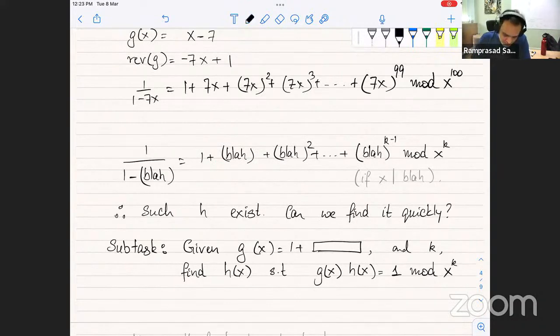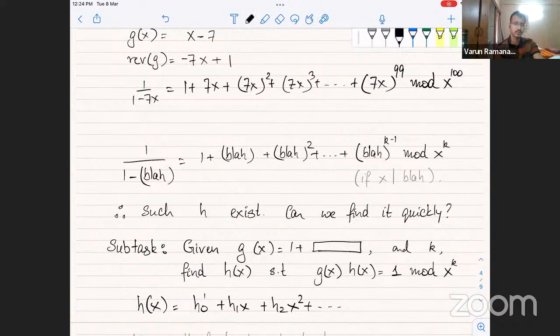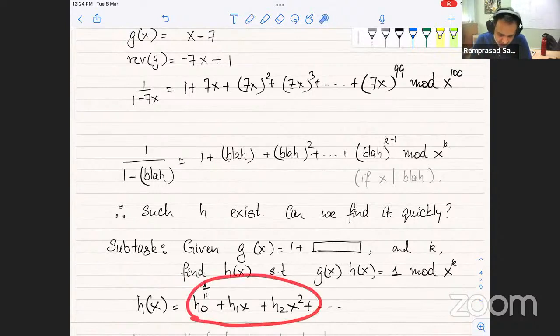Okay. So I don't know what h of x is supposed to be. This is going to look like h0 plus h1x plus h2x squared plus and so on. And I want to figure out what this h is. Do I know what h0 is going to be? h0 has to be equal to 1. Okay. So what we are going to do is the following. Suppose I have figured out the first i coefficients. Can I figure out the next coefficient quickly? Hopefully not just the next, but maybe the next several coefficients quickly.